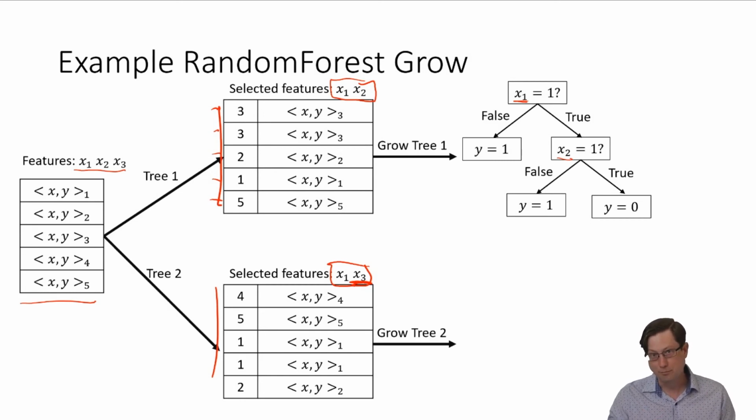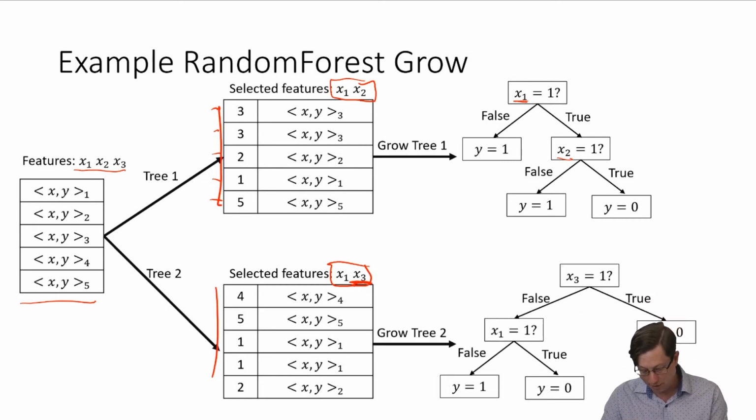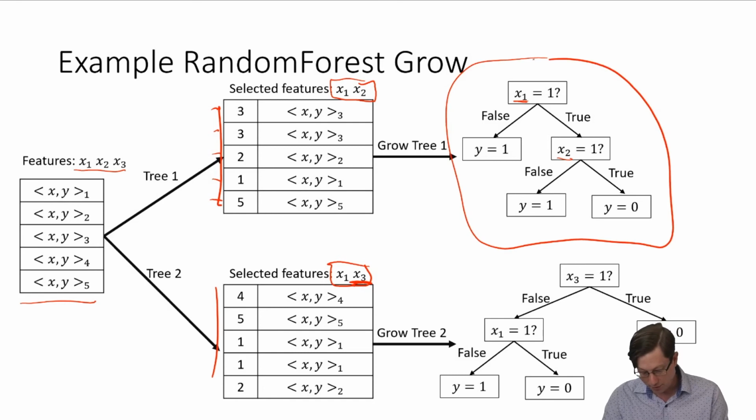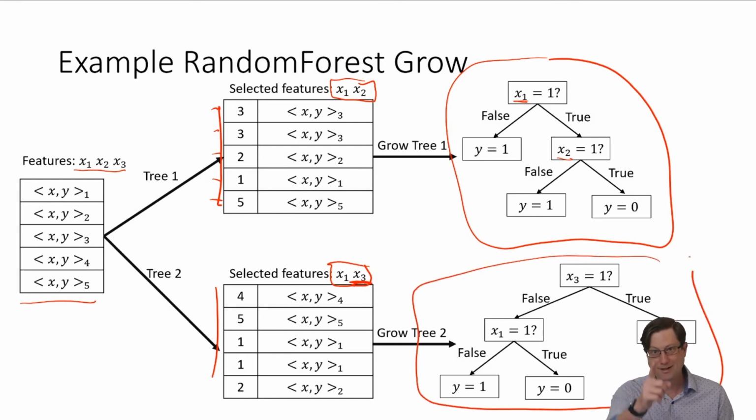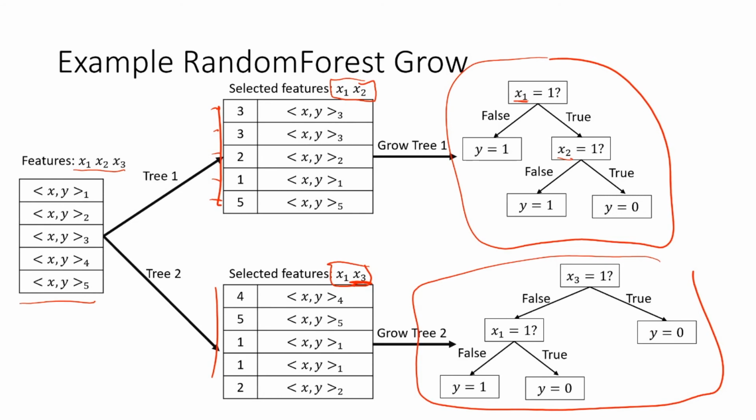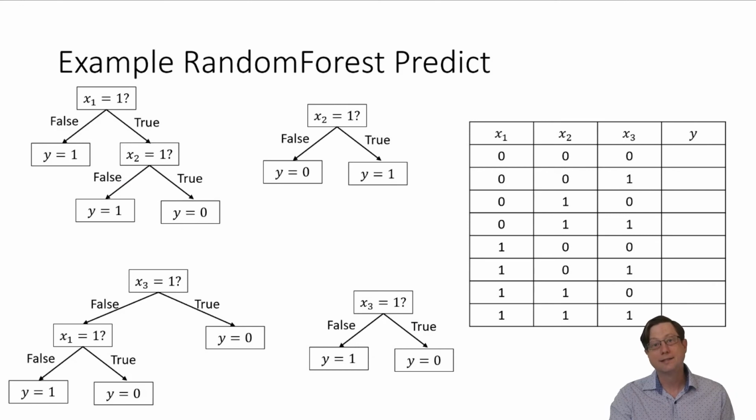Here, just to prove that I could do it twice, me drawing this tree wasn't a fluke. I've drawn another tree. You can count on me for the trees. I'll even let you see the whole thing. And again, X1, X3, no X2. That's the training side of it.